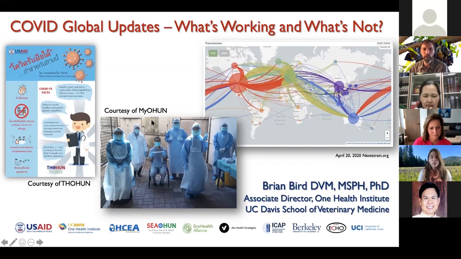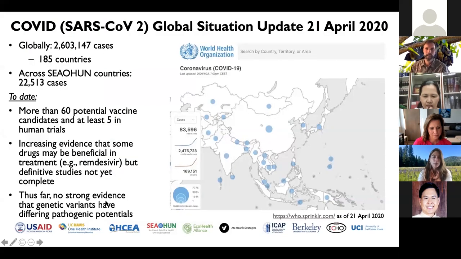Because by working all these things together, we can stop the global spread of this virus. So, just big picture updates so everyone's on the same page. Today, the case count indicator for confirmed cases was about 2.6 million across 185 countries. In the SEAOHUN region, just looking at those countries alone, what I could count from the WHO website was a bit over 22,000 cases.